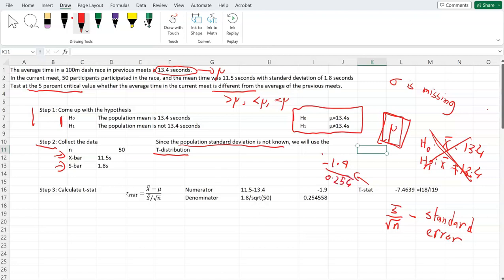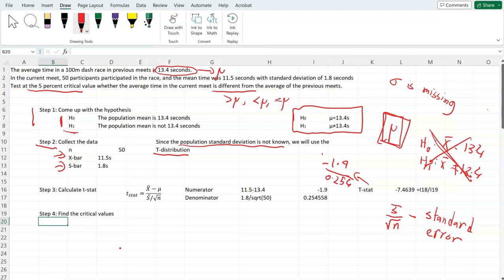And I get the value as 7.46. Then the fourth step that we should do is find the critical values. Now in our case, since it's a two-tailed test, because the alternate is saying that the population mean could be less than 13.4 or greater than 13.4.